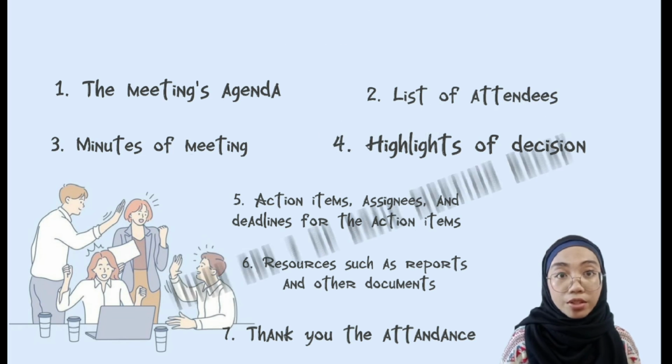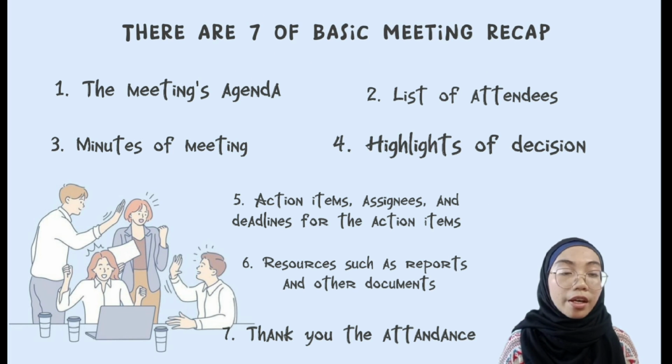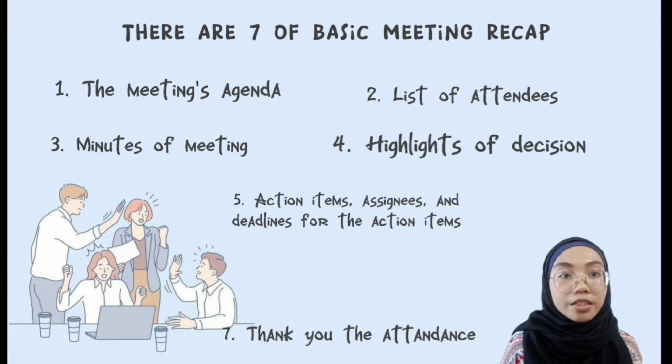There are 7 basics for a meeting recap. First is the meeting's agenda. Second is the list of attendees. Third is the minutes of meeting. Fourth, highlights of decisions. And fifth, action items, assignees, and deadlines for the action items. The sixth is resources such as reports and other documents related to the action items and decisions. And last is a thank you for the attendance.